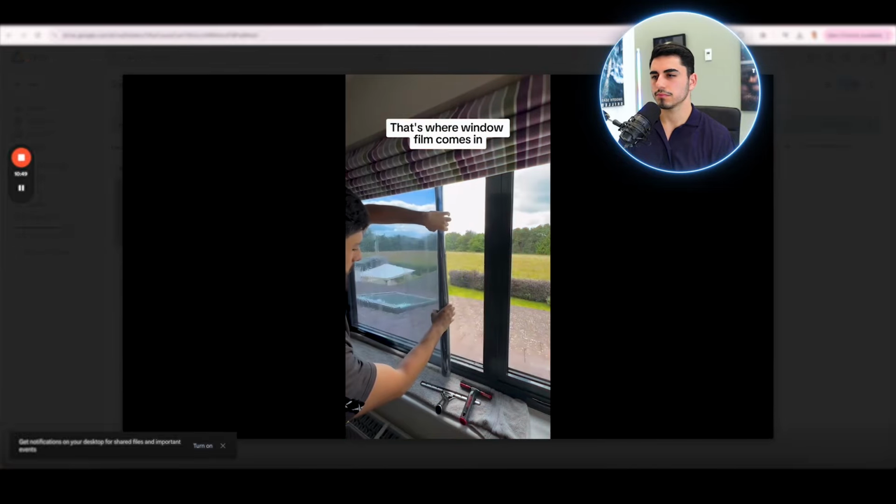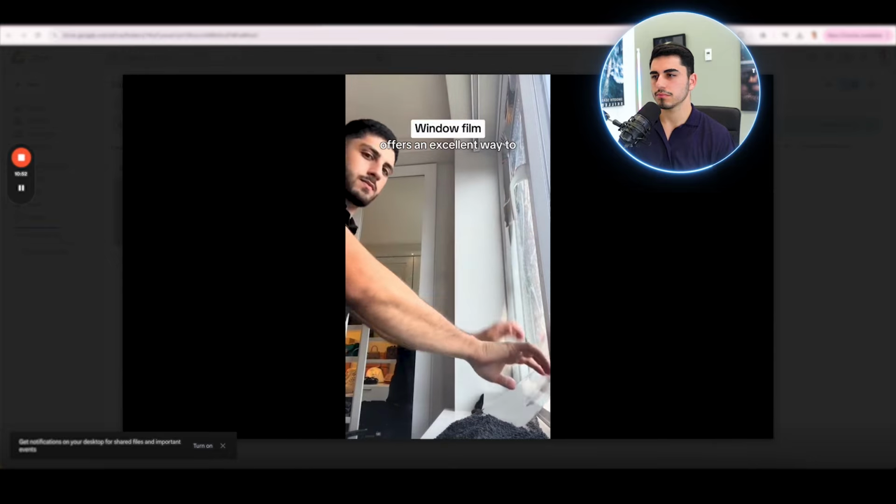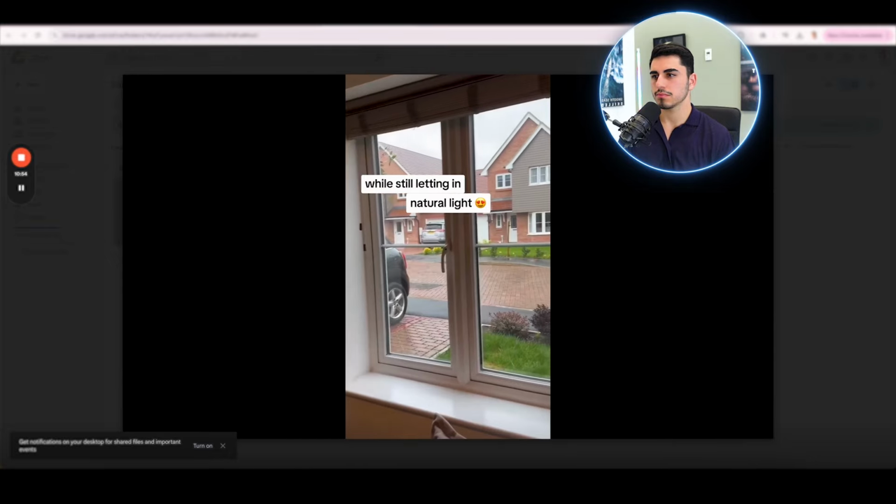Inspiring atmosphere. That's where window film comes in. Window film offers an excellent way to enhance your privacy while still letting in natural light.